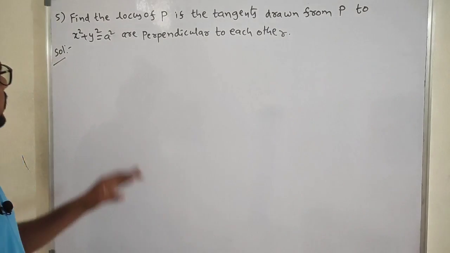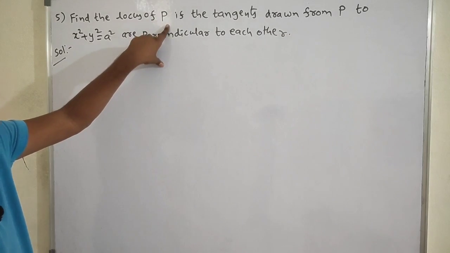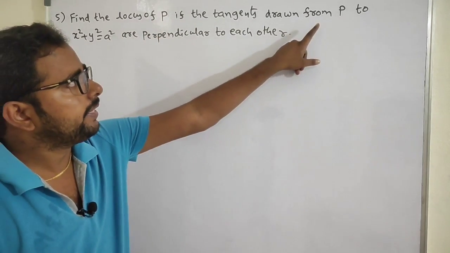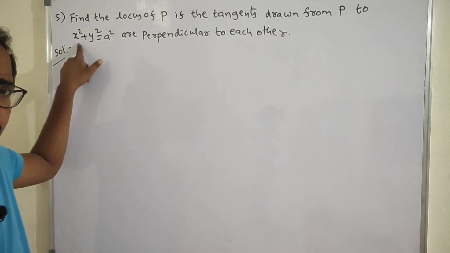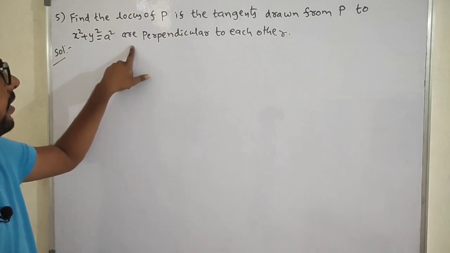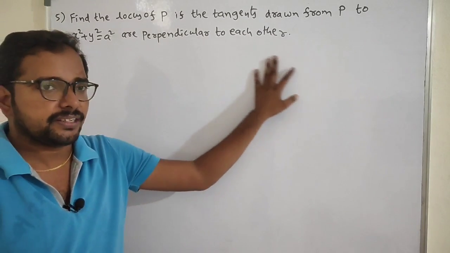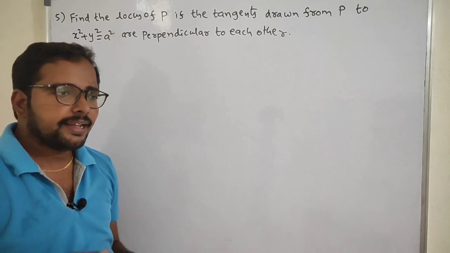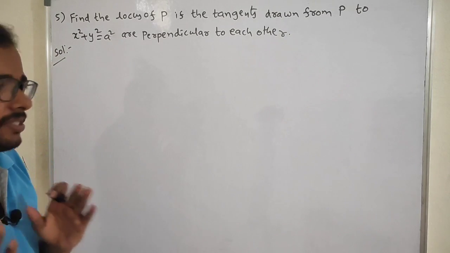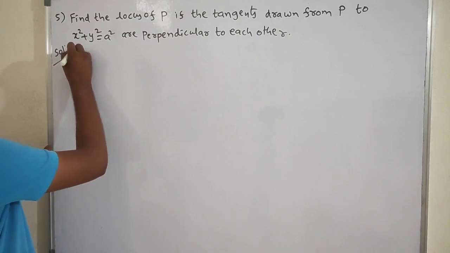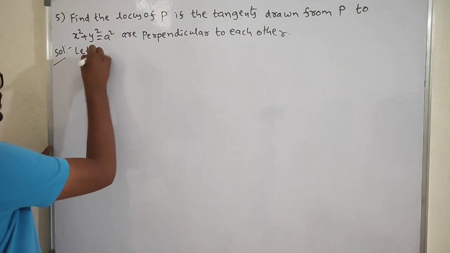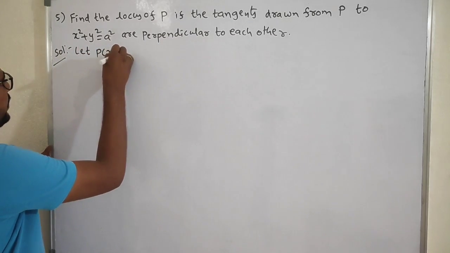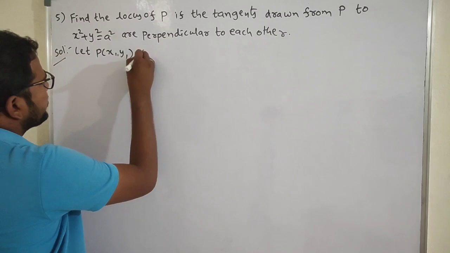Now fifth question. Find the locus of P if the tangents drawn from P to x square plus y square is equals to a square are perpendicular to each other. Here given two tangents are perpendicular to each other. We have to find the locus of P. So let P of x1 y1 is any point.